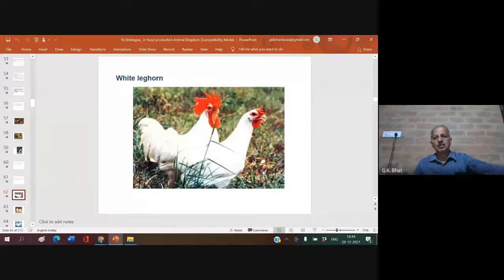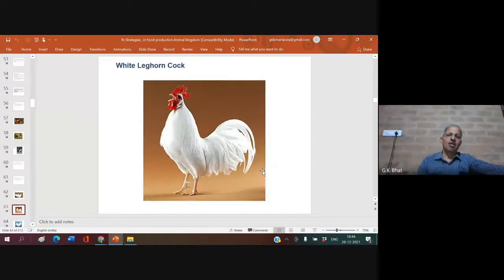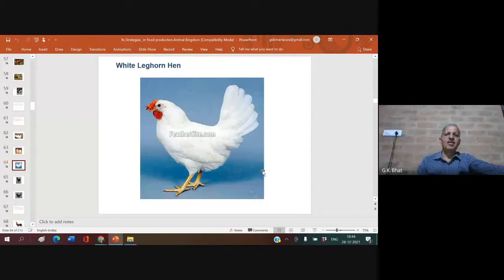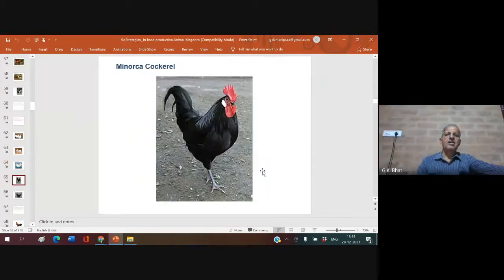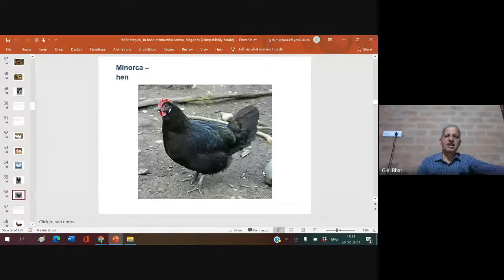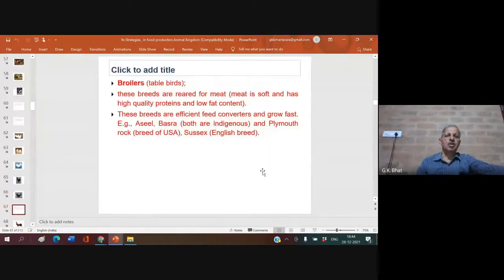Please. This is a white leghorn couple, male and female. Okay. Calling her Navya. So, white leghorn. This is Minorca cockerel. Cockerel means male, a young cock. So, Minorca hen. Right? Now let us look into the next one, broilers.